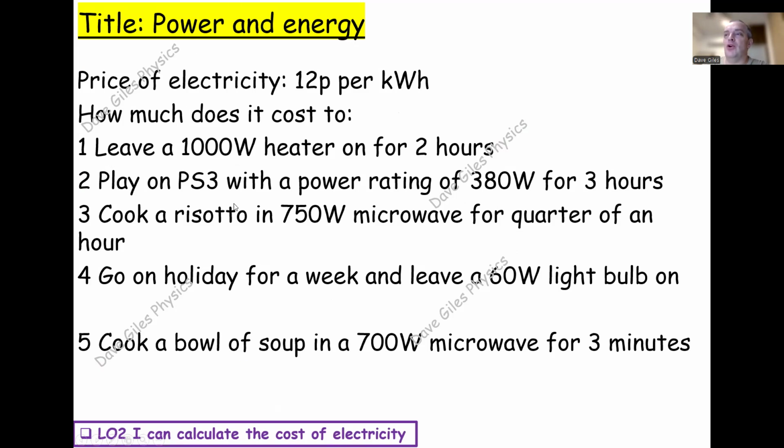So have a go at these questions here. The price of electricity is 12p per kilowatt hour. So this is a UK example. How much does it cost for each of these things? And I'll put the answer. By the way, 12p is similar to 12 cents in Malaysia, or depending on where you are, it's like 0.12 pounds. But we'll call it pence for now.